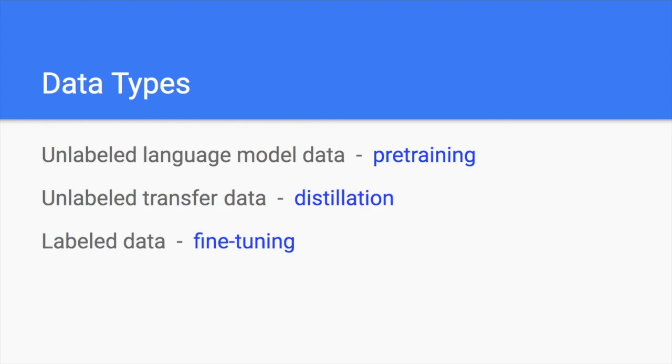Okay, so let me introduce a little bit about the data types. There are 3 different data types in this paper. The first one is unlabeled language model data, which is used for model pre-training, and it uses language modeling as an objective function. And the second type of data is unlabeled transfer data.